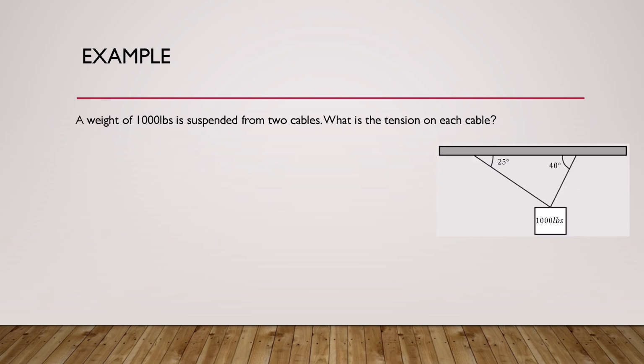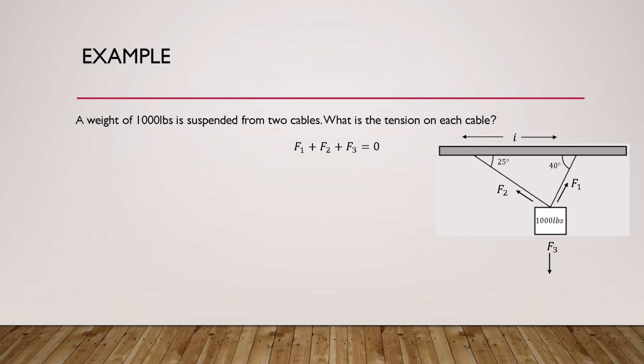In our final example, a weight of 1,000 pounds is suspended from 2 cables as depicted in the graph. What is the tension on each cable? To solve this, we establish 3 vectors. F1 as the tension on the first cable, F2 as the tension on the second cable, and F3 as the weight of the suspended object. Since this system of cables is at equilibrium, then F1 plus F2 plus F3 equals 0, with the magnitudes of F1 and F2 as the tension.